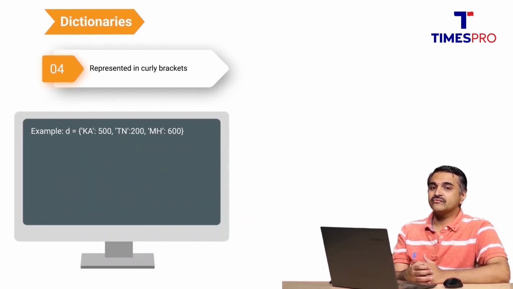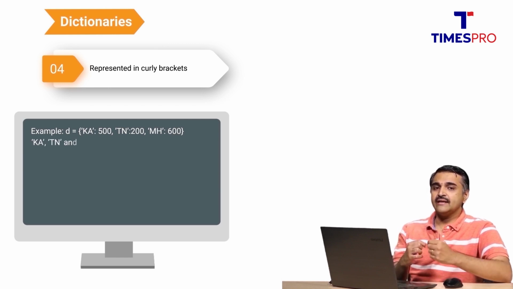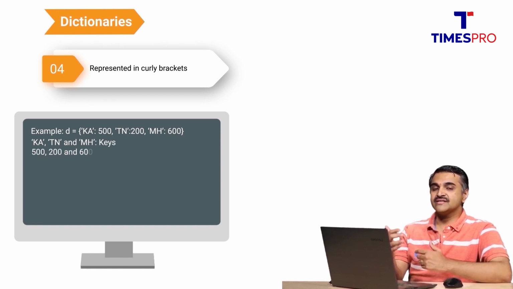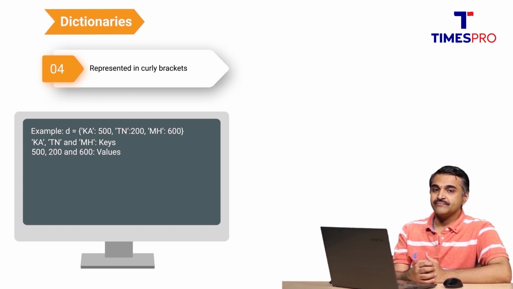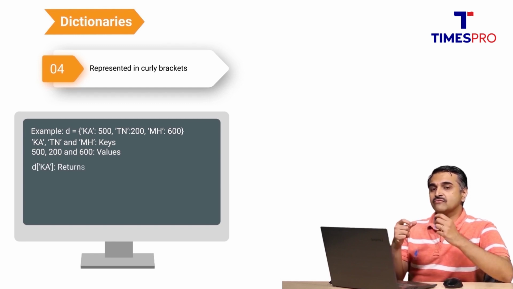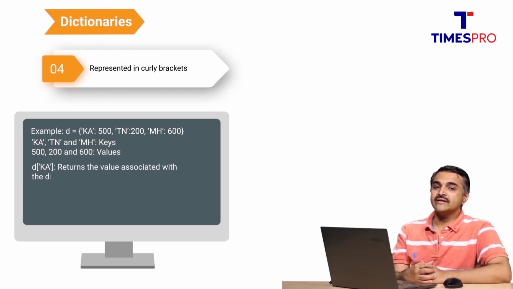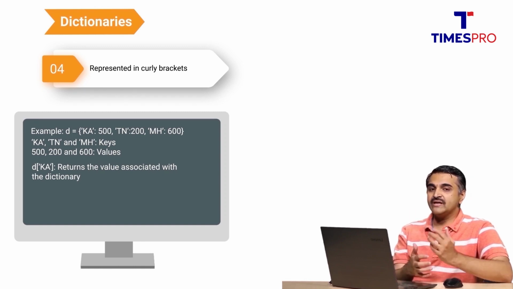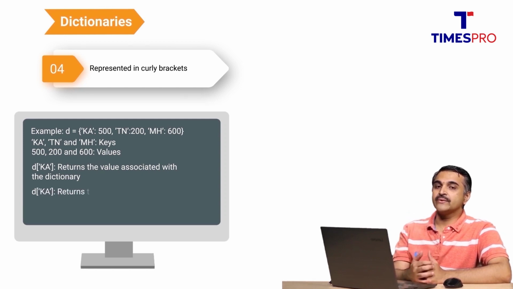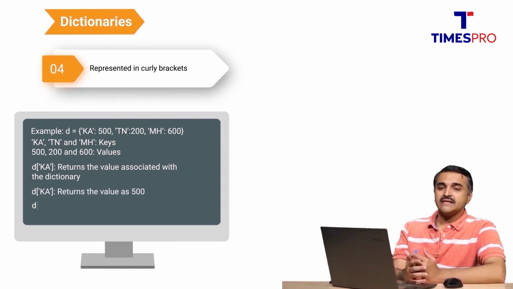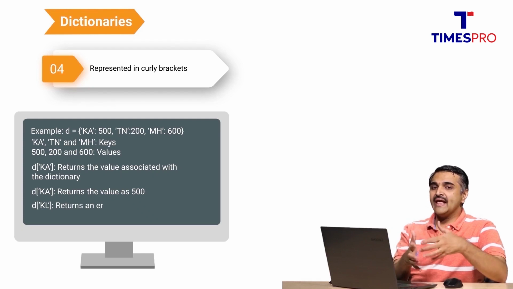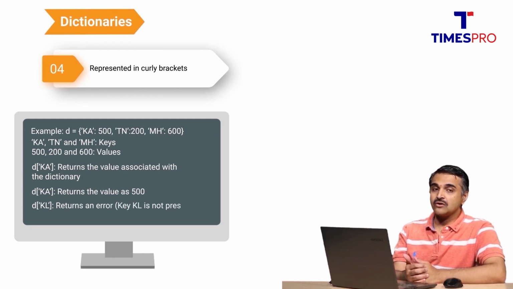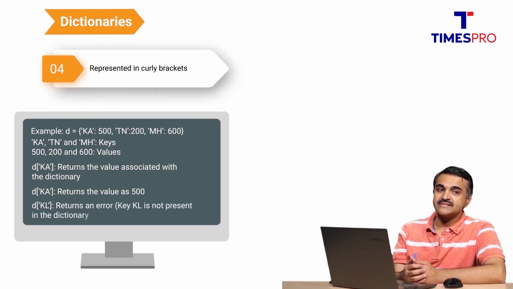Here is an example of a dictionary where Ka, Tn, and Mh are the keys, and 500, 200, and 600 are the values. d['Ka'] would return the value associated with that particular key Ka from the dictionary, and this returns a value of 500. d['KL'] would return an error because the key KL is not present in the dictionary.